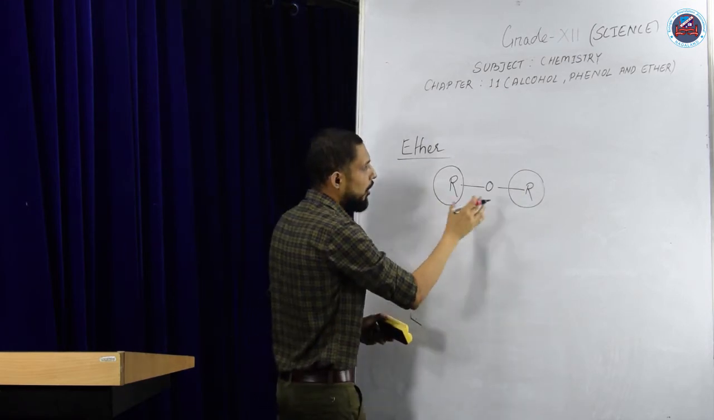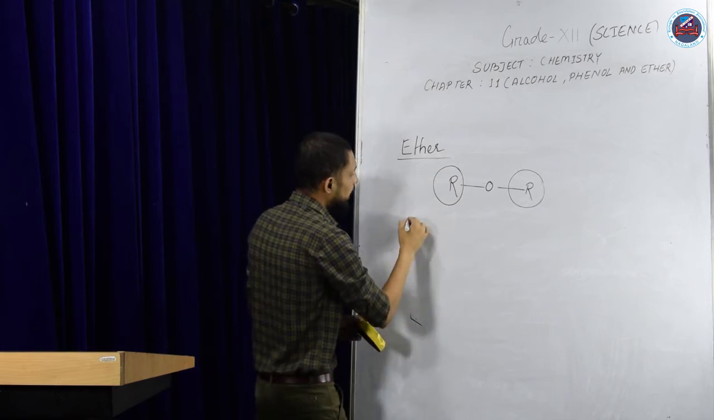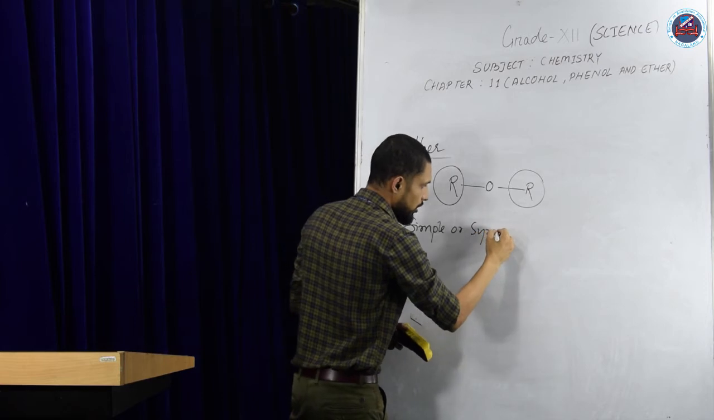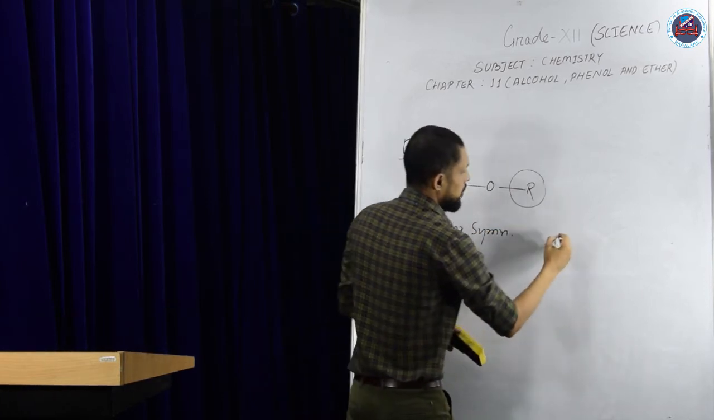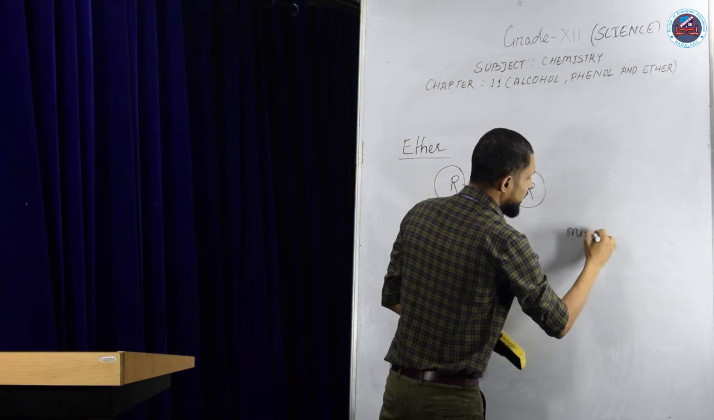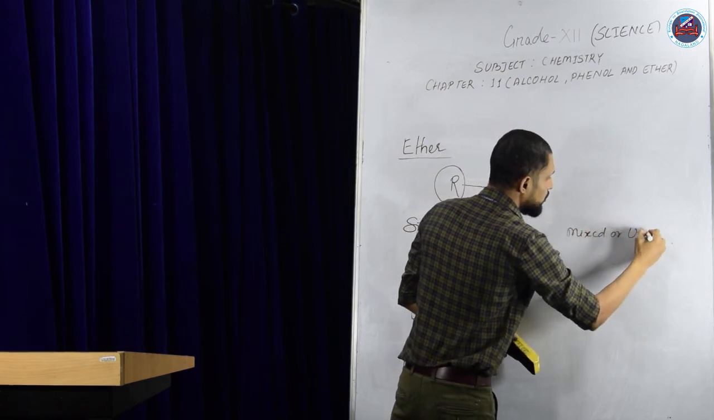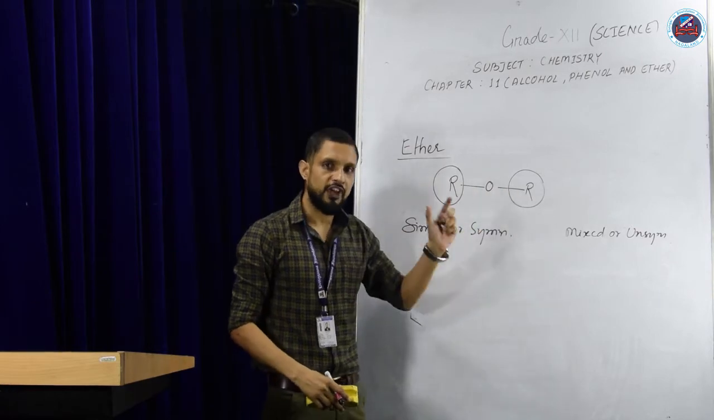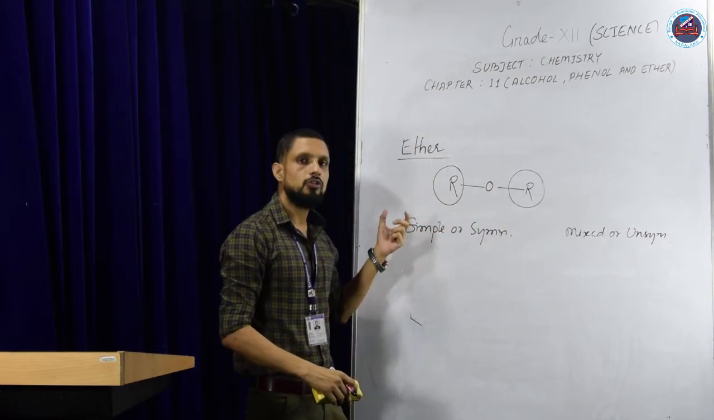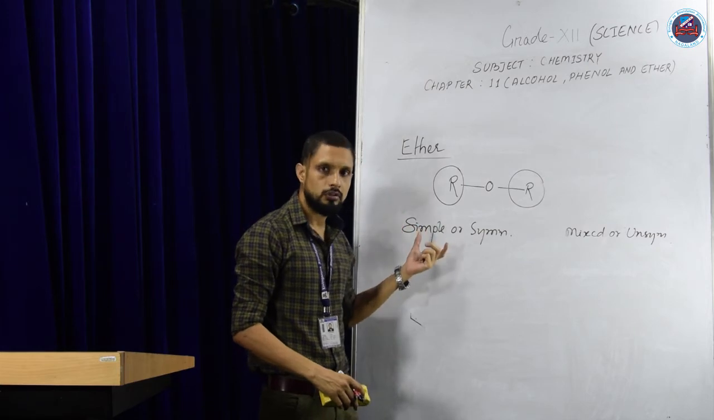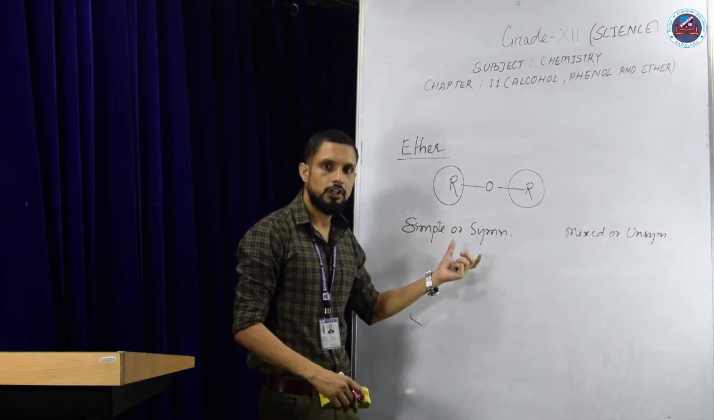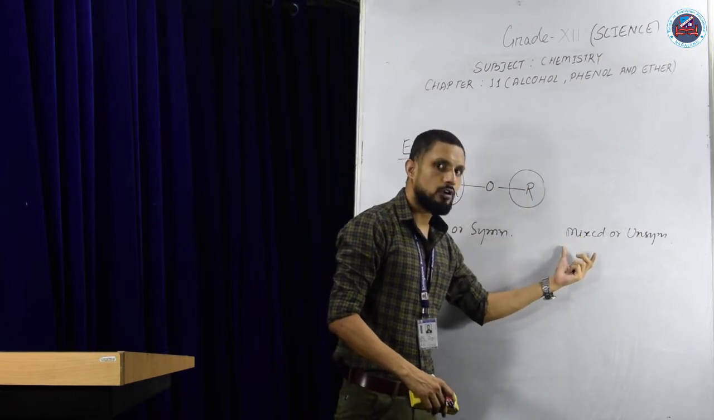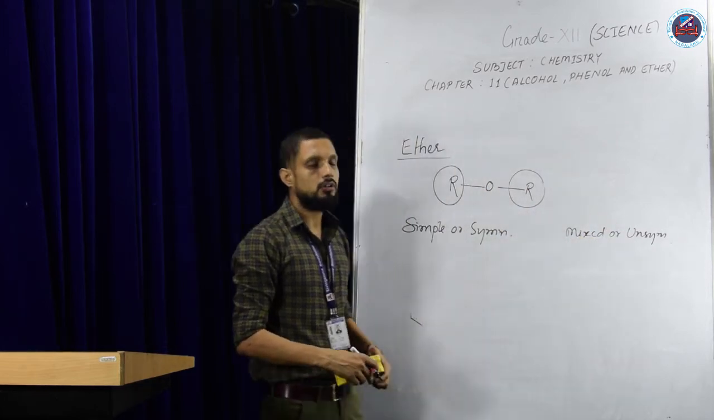So depending on that, it is classified as simple or symmetrical and mixed or unsymmetrical. Now, if both the alkyl groups are same, the ether is known as simple ether or symmetrical ether. If they are different, it's known as mixed or unsymmetrical ether.